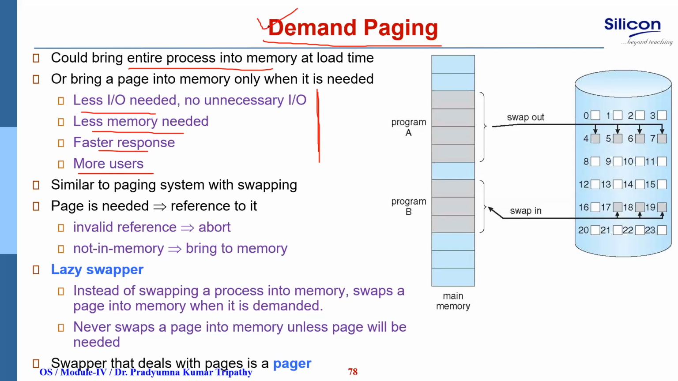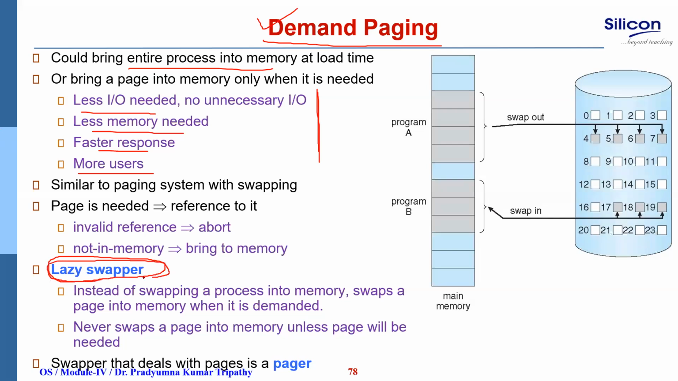Correct? So this is similar to a paging system with swapping. This is nothing but the paging technique, but with swapping, meaning we are taking something out to the disk as well. Instead of swapping a process into memory, it swaps a page into memory when it is demanded. Therefore, this is known as a lazy swapper.